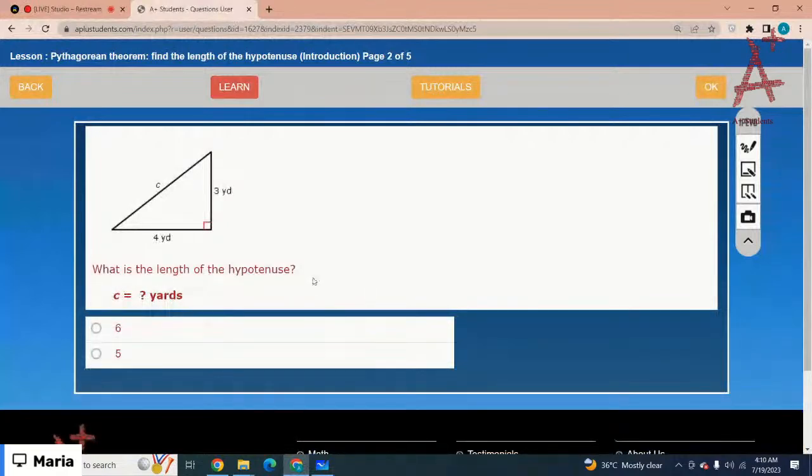Okay, the next one is what is the length of the hypotenuse? You are given the legs of the triangle. They are 3 yards and 4 yards, right angle triangle. And you have to find the hypotenuse, 3 and 4.